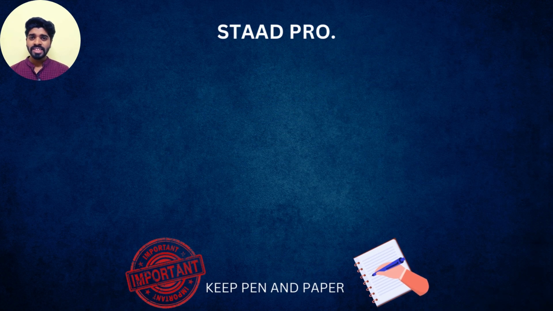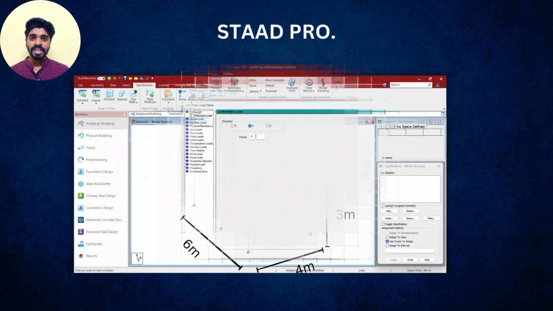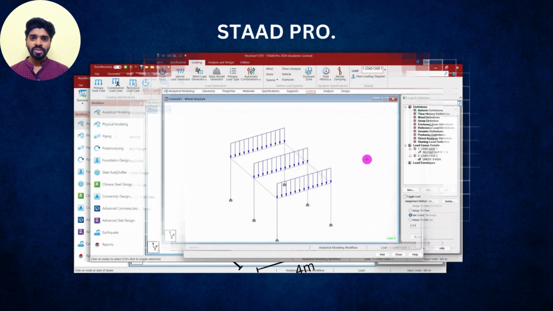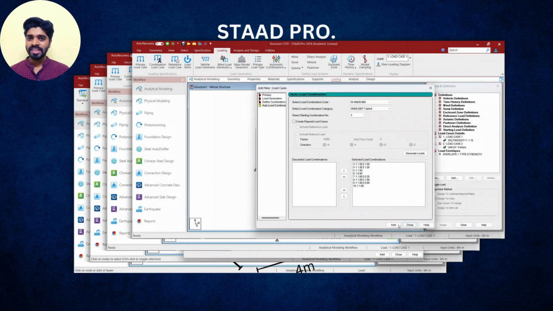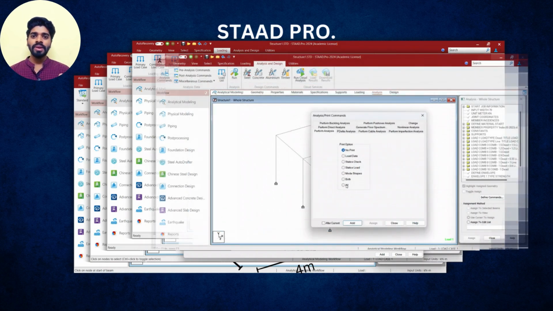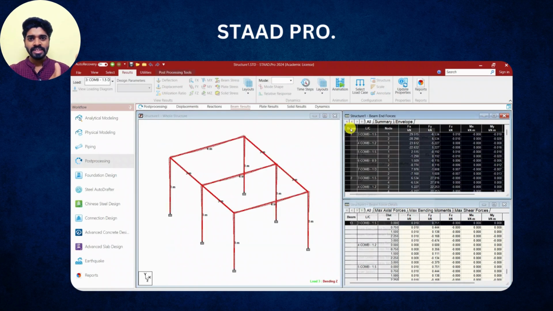Since Gullu knows the basics of STAAD Pro, he tried to model the car shed of the required dimension, that is 4 meter width, 6 meter length and 3 meter height. Then he added dead load as the self weight of the structure and live load of 3 kN per meter square. And after adding load combinations as per the IS code, he ran the analysis for this very small structure. Then he took the beam results from STAAD and copied them to an Excel sheet.